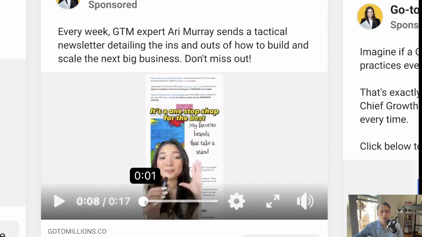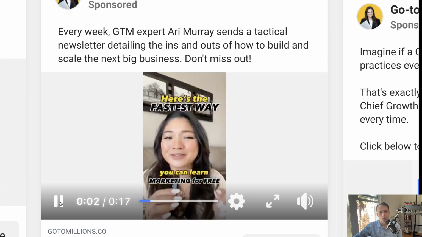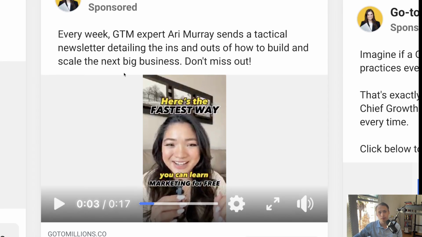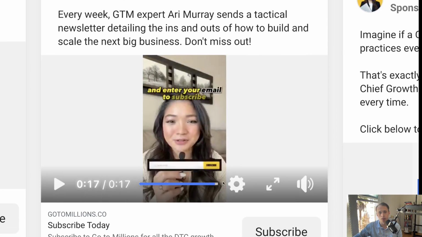So the second ad creative type is UGC. This newsletter, for example, made a UGC ad where there's a creator who talks about the newsletter. She said, do not waste your time learning marketing from scratch. And then they go into the value proposition of the newsletter and stuff like that.